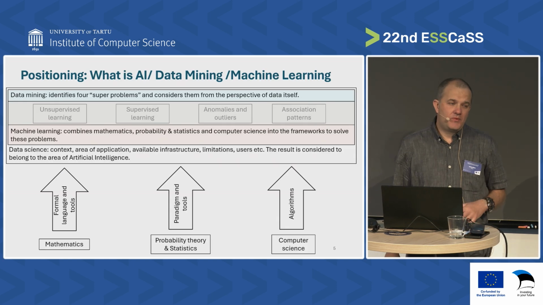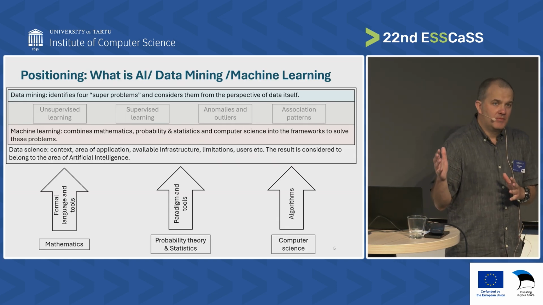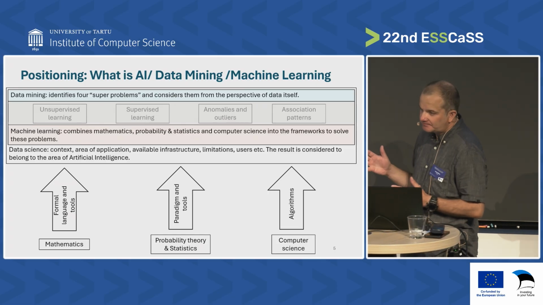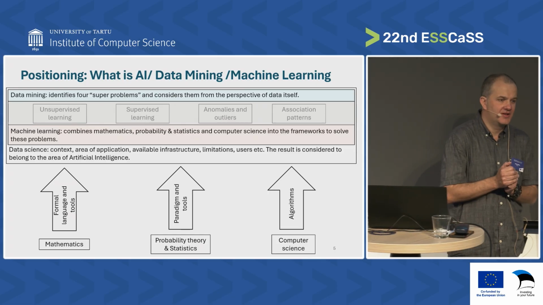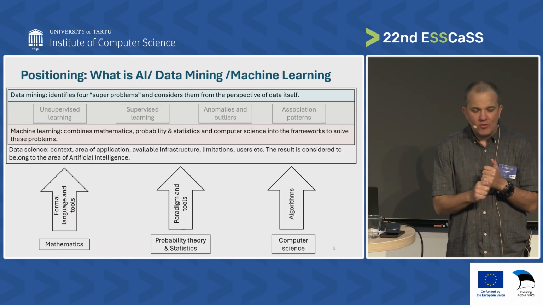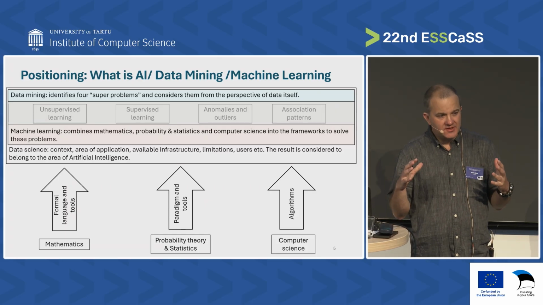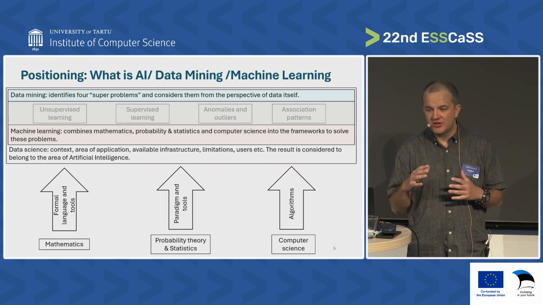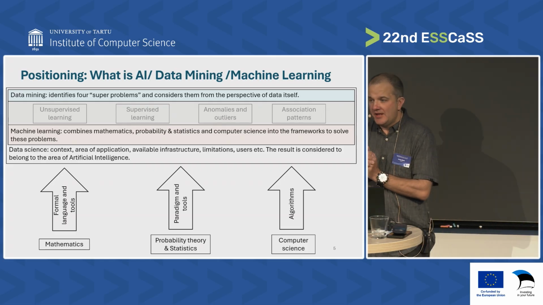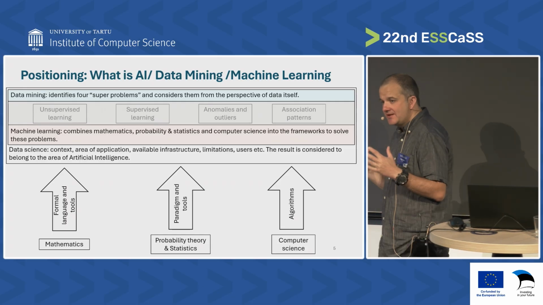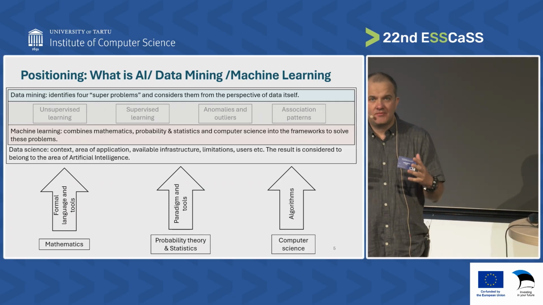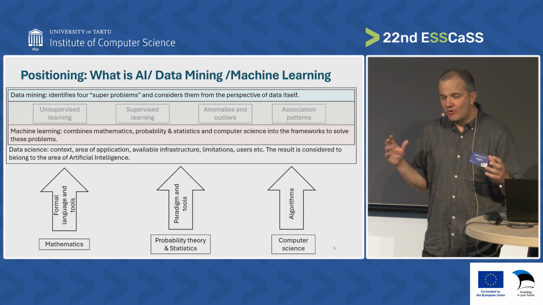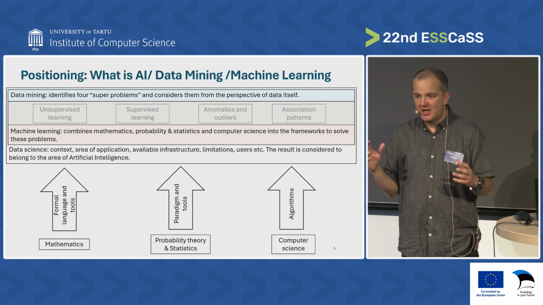So if we go from the historic perspective to something more concrete, what actually forms this AI, and how does AI relate to similar or neighboring disciplines like data mining, machine learning, etc.? Initially we can start with data mining, a discipline or field which identifies four so-called super problems to solve.